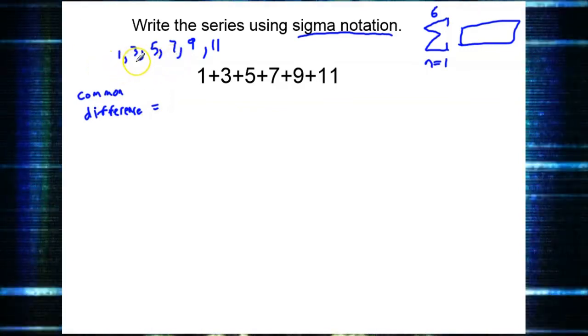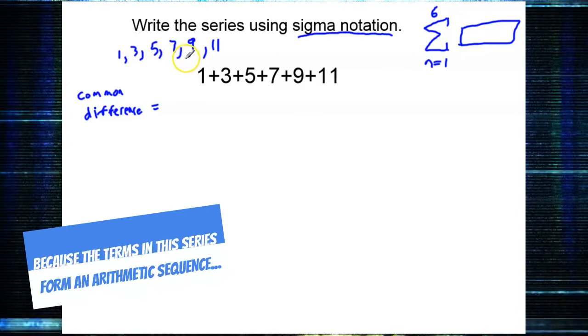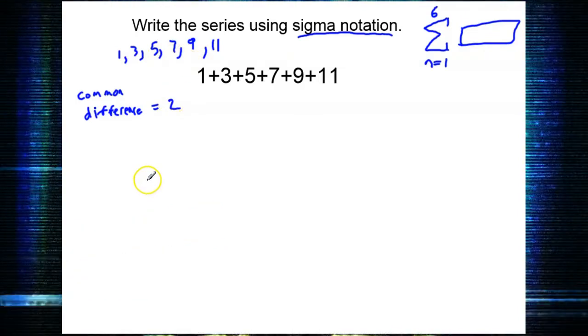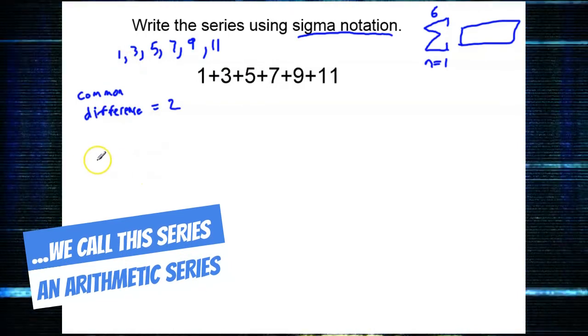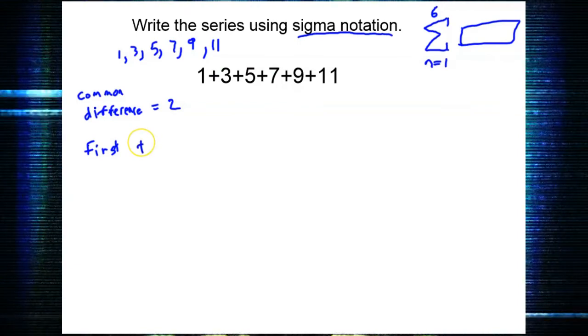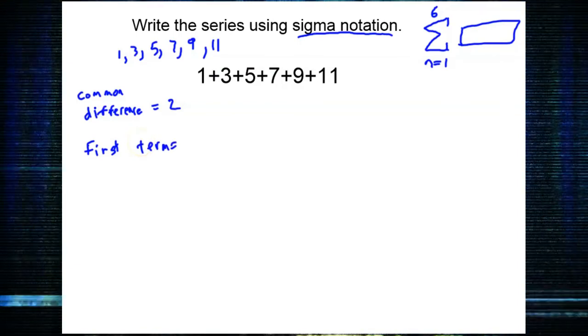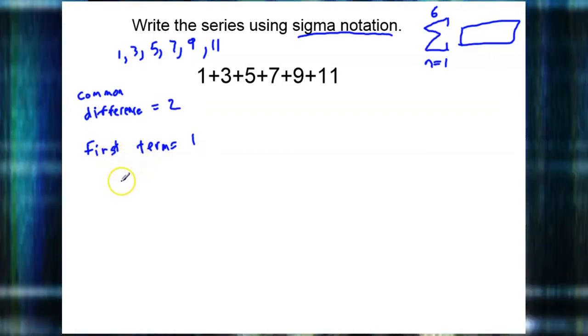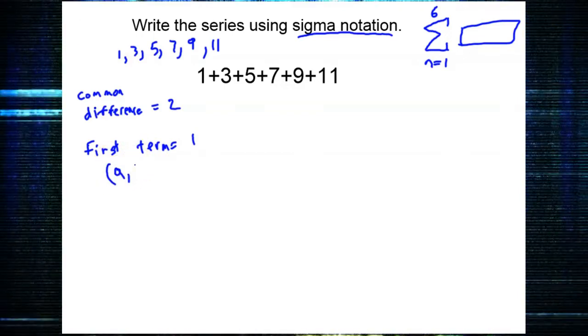We're adding 2, adding 2, adding 2, adding 2, adding 2. So we add 2 each time. That's our common difference. So next we're going to say that the first term in this sequence will be 1. So what we need to do is to rewrite everything.